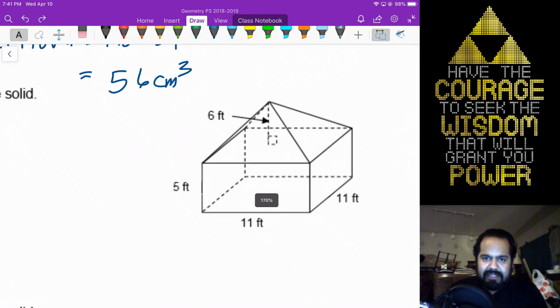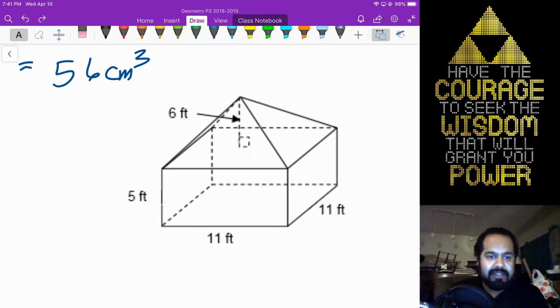Find the volume of this solid. So this is again a composite solid. You do have to have the formulas memorized.